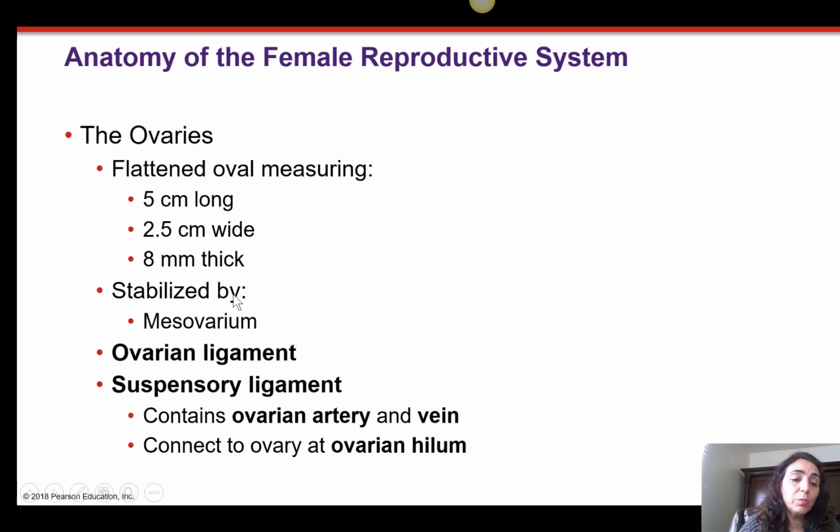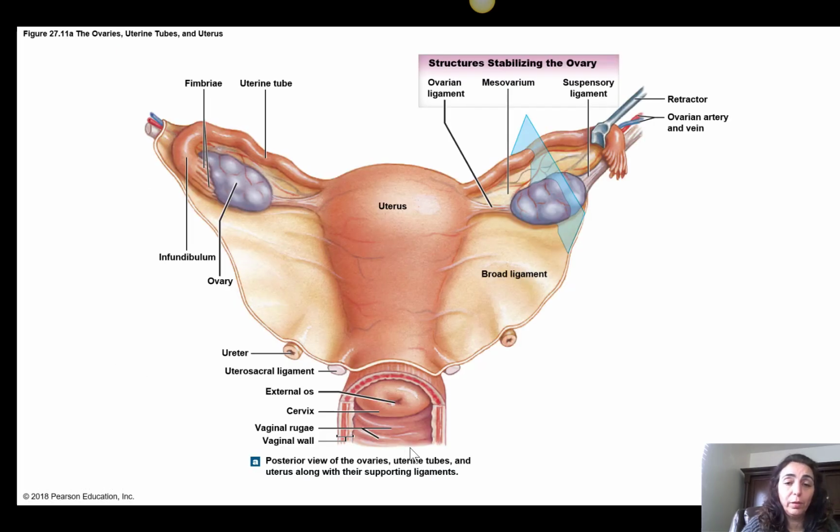Now, as we talked, this is stabilized by the mesovarium that I'm going to show you. And besides that, we have the ovarian ligament that connects it to the uterus, and the suspensory ligament that connects it to the pelvic wall. It also contains the ovarian artery and vein that are coming toward the ovary and connect to the ovary at the ovarian hilum. Hilum again is a location where the vessels get to and reach the organ.